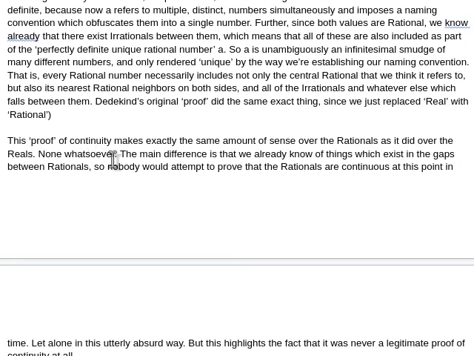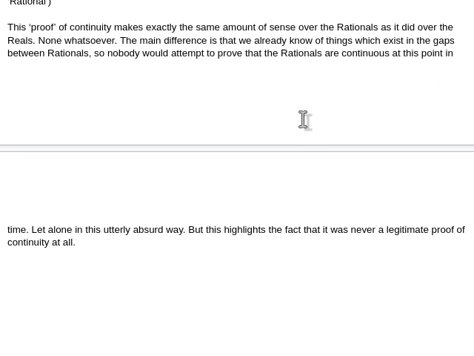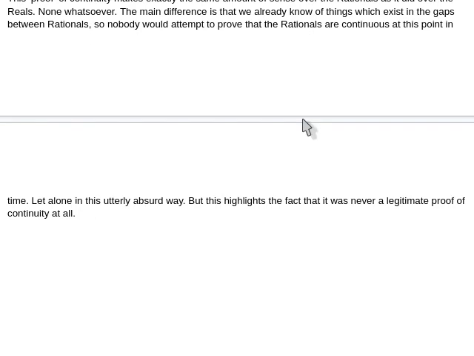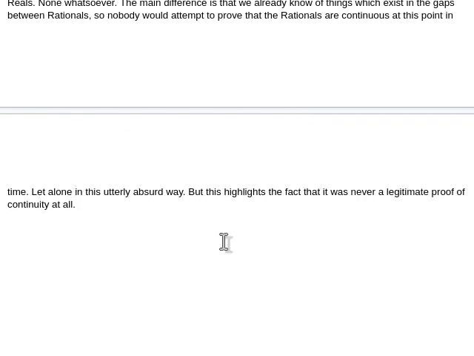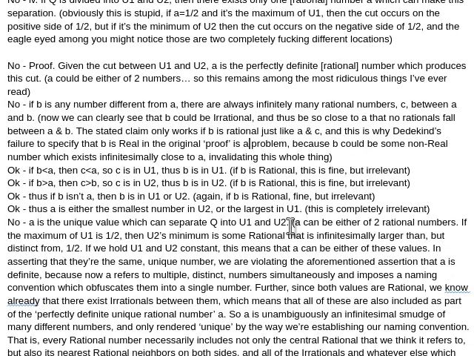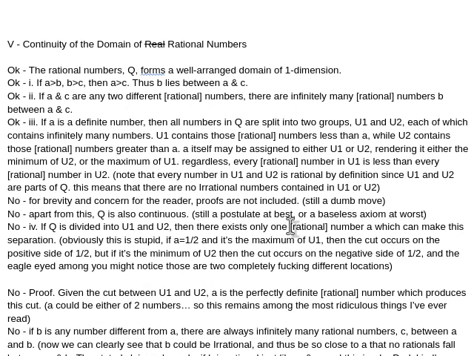Right? So this proof of continuity makes exactly the same amount of sense over the rationals as it did over the reals. None whatsoever. Right? The main difference is that we already know of things which exist in the gaps between rationals. So nobody would attempt to prove that the rationals are continuous at this point in time, let alone in this utterly absurd way. But this highlights the fact that it was never a legitimate proof of continuity at all. Okay.